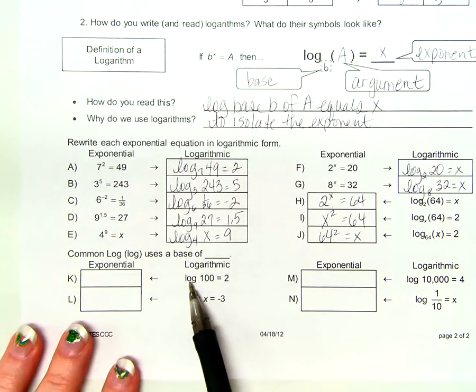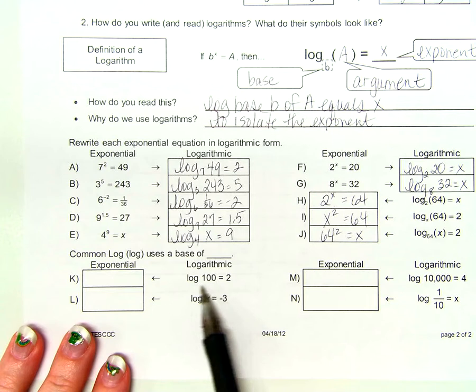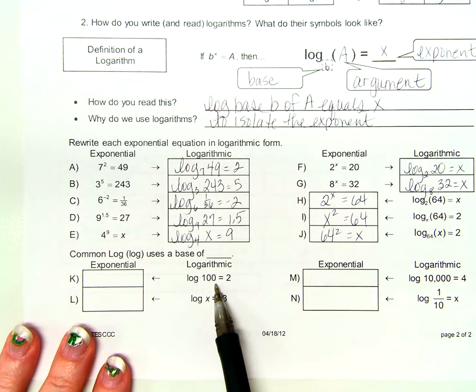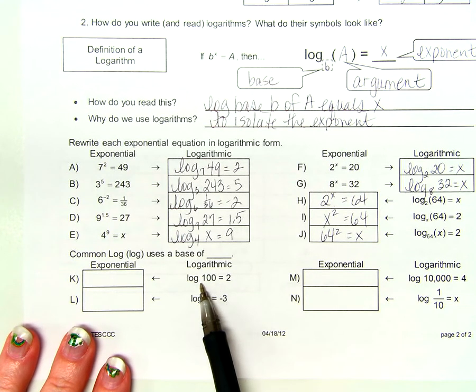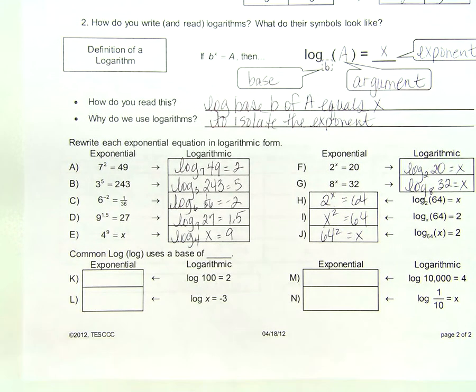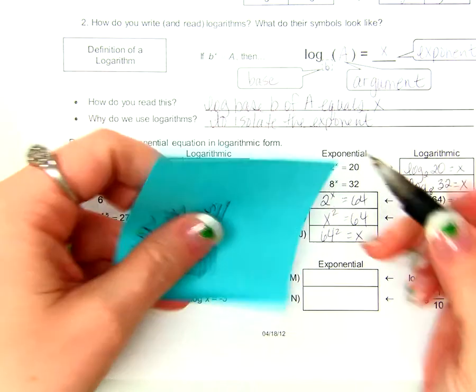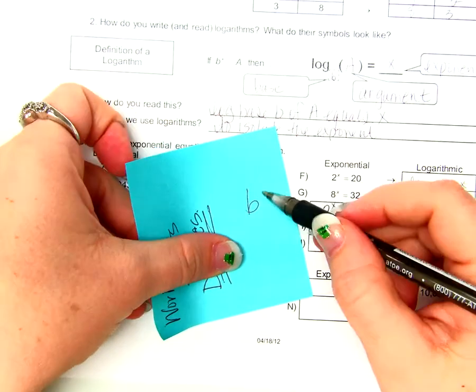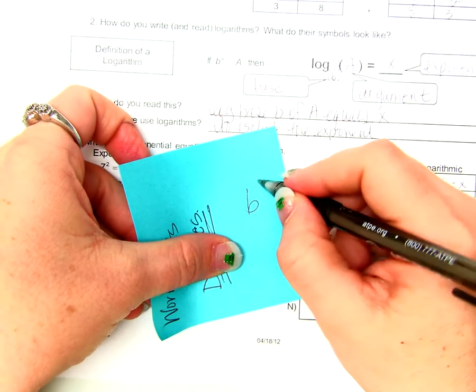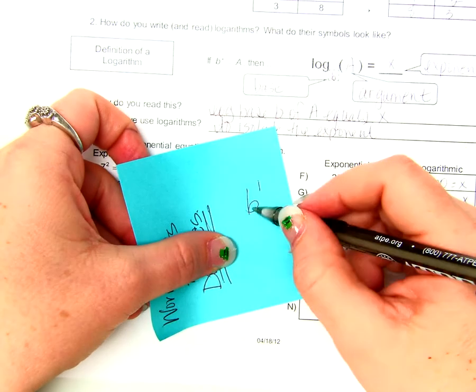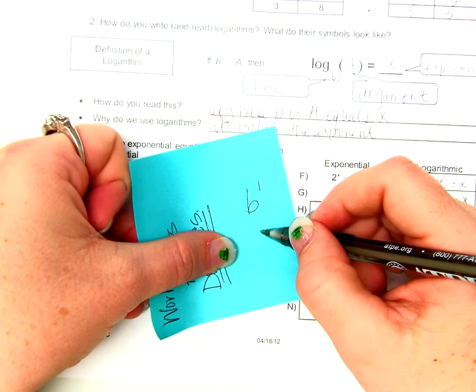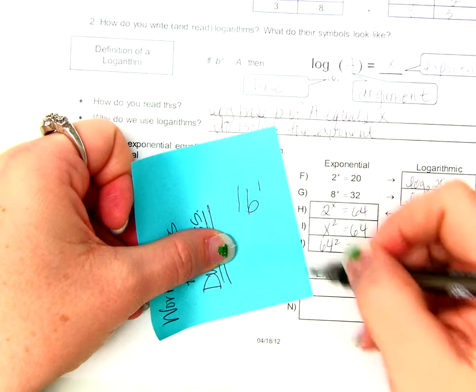Wait, what if we were doing this one on K? What the heck? There's no base. You know how when we have just a variable like b, if I just have a b, what's the exponent on this? How do you know that? Because it's implied. What is the coefficient of this? A 1. How do you know that?